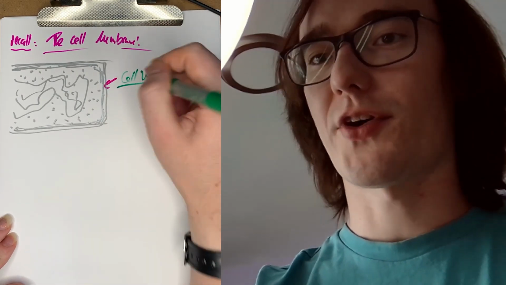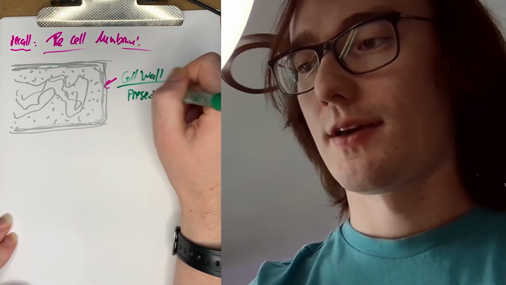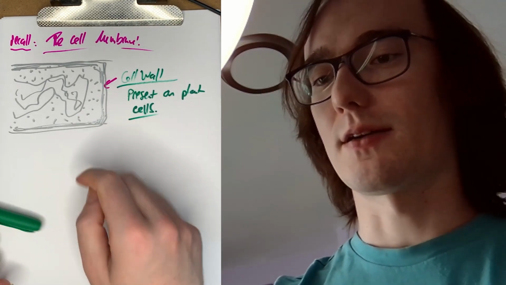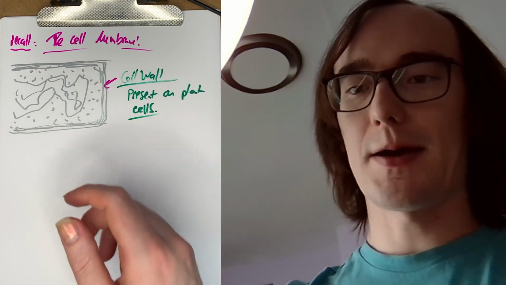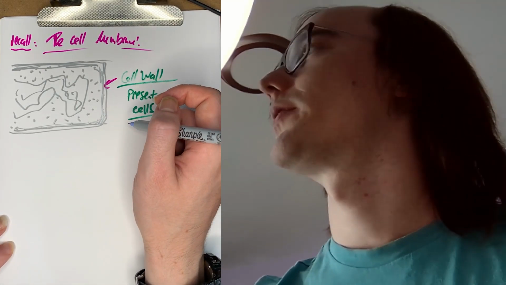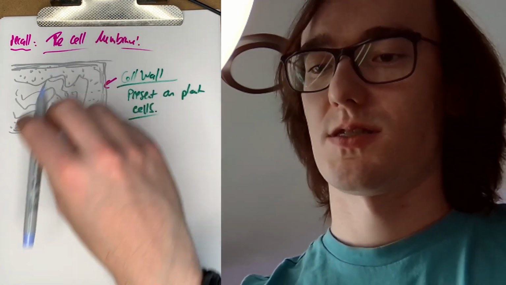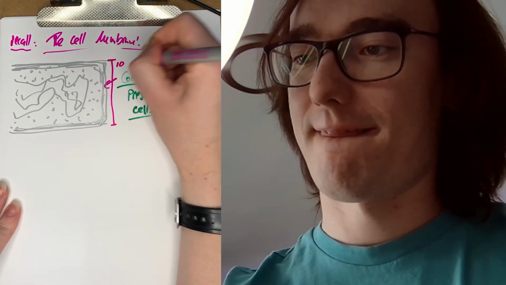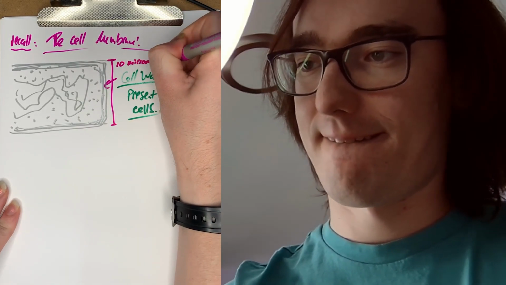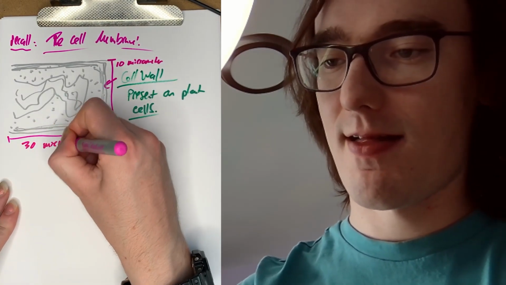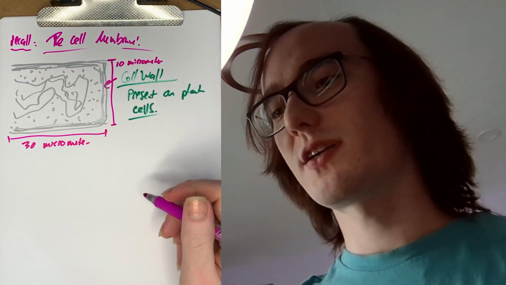That guy is a cell wall. Cell walls are present on plant cells. And that's it. We're dealing with a plant cell, right? It's about, what is it? It's about 10 micrometers by about 30 micrometers from what I can tell. So a nice chunky size.